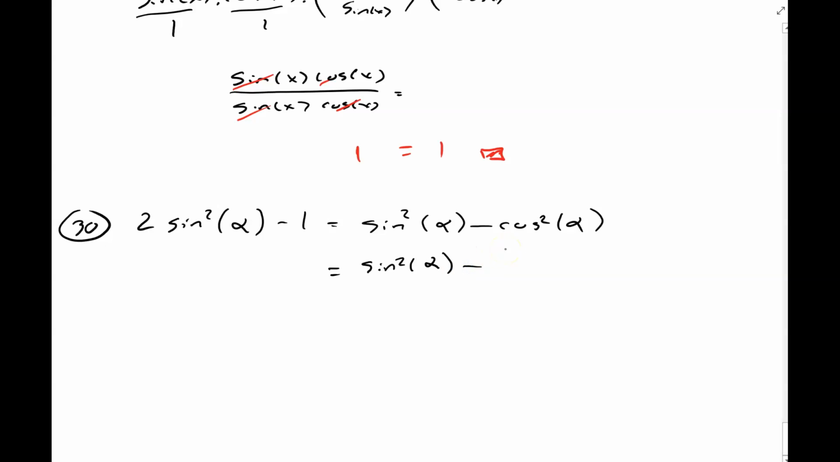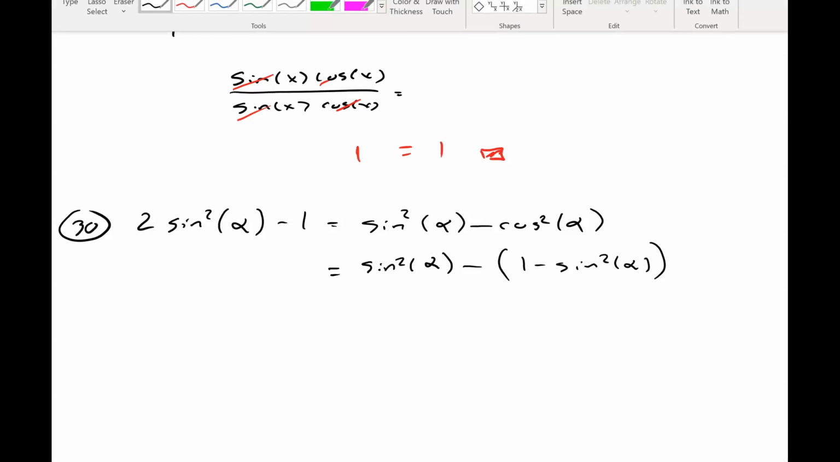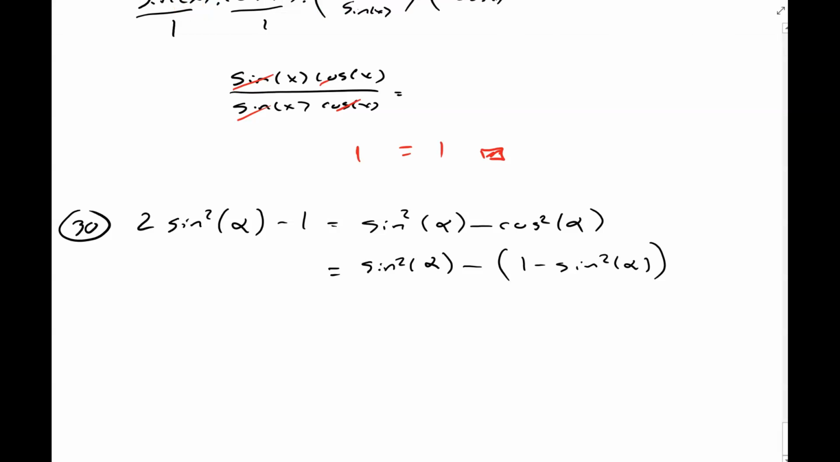So sine squared I'm not going to do anything with. So we can rewrite cosine squared as 1 minus sine squared. Now notice that I put that in a parenthesis. Why did I do that? Because there's a negative sign in front of it. The cosine squared was negative. Because what am I going to have to do here? I'm going to have to make sure I distribute that negative.